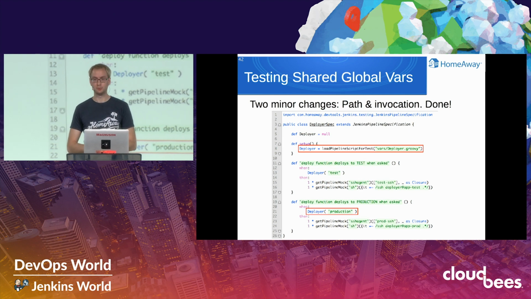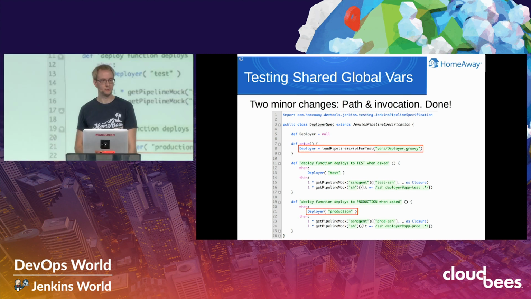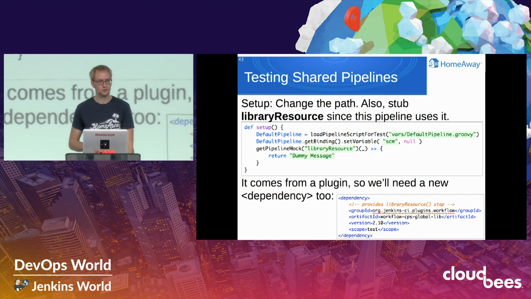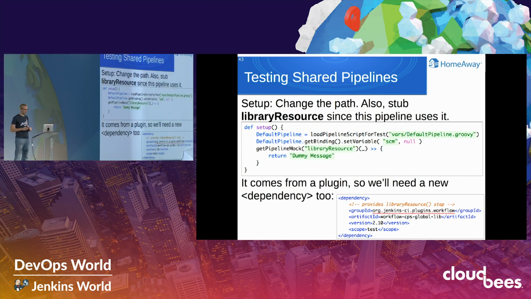In the deployer spec, the test suite for the deployer, we need to make a couple changes, pretty simple ones. The pipeline script that we are loading for tests, when we call that function, the deployer is now in the vars folder, not the root directory. And when we run the unit test, we now just call deployer directly, not deployer.deploy. And that's it. That test suite is ready to go. To do the Jenkinsfile spec to test our default pipeline that we're delivering, we need to make a few changes as well.